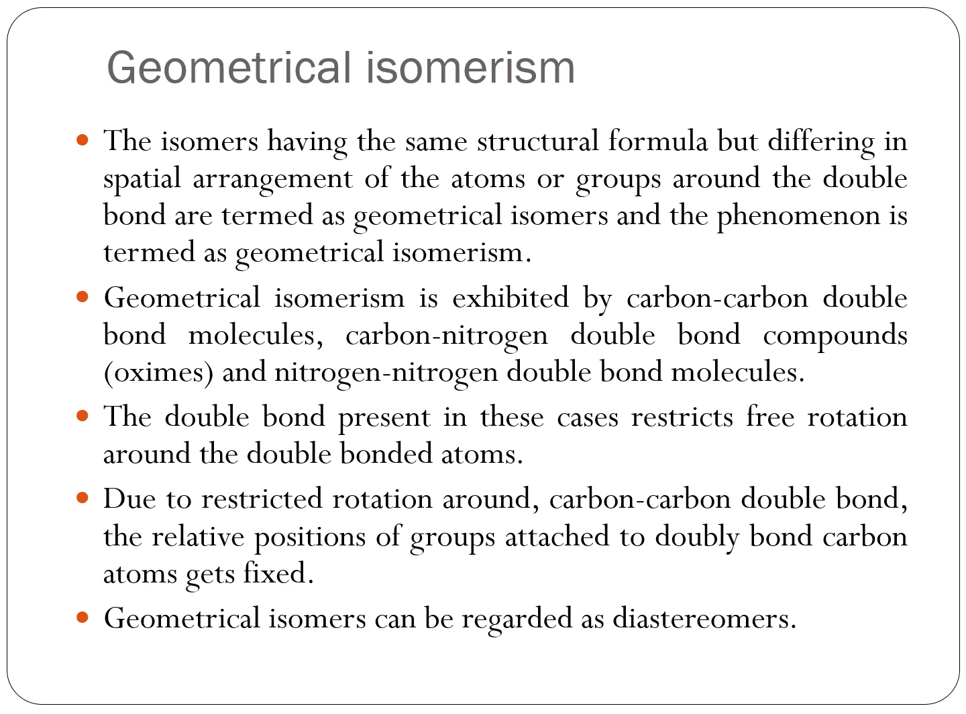So restricted rotation is present in the case of geometrical isomers. Free rotation is not possible. So unlike rotational isomers, such a large number of isomers is not possible in geometrical isomers. Only a limited number of isomers is possible in case of geometrical isomers. Geometrical isomers are also known as diastereomers.